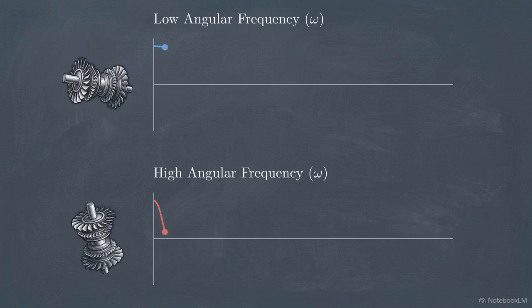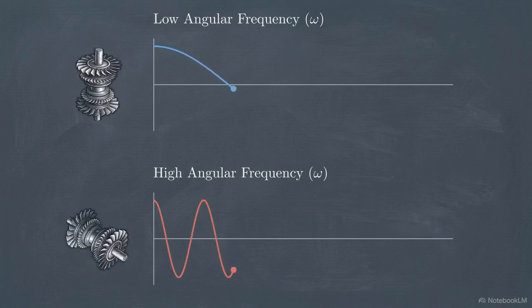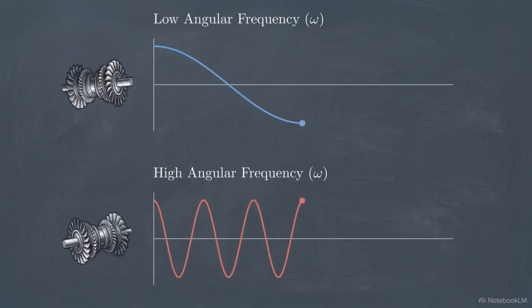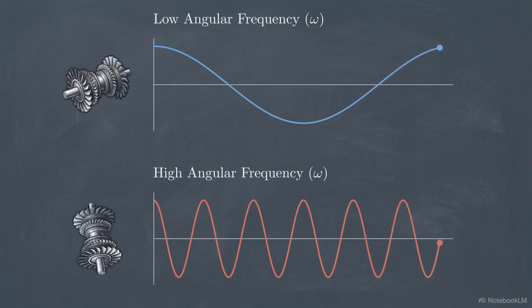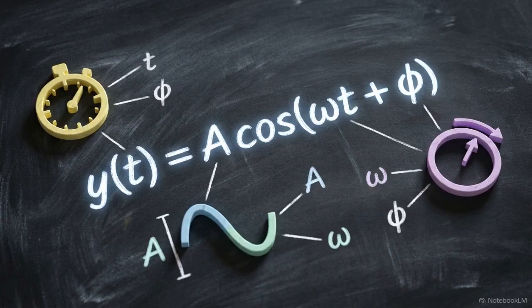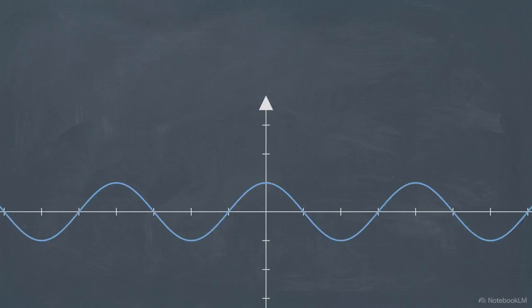A generator spinning slowly has a low angular frequency, producing an elongated voltage wave. A turbine spinning rapidly produces a compressed, high-frequency voltage wave. By injecting time, period, frequency, and angular frequency into our mathematical formula, we translate a static geometric drawing into a continuous, active rhythm. This animation demonstrates how we scale a wave's physical magnitude.